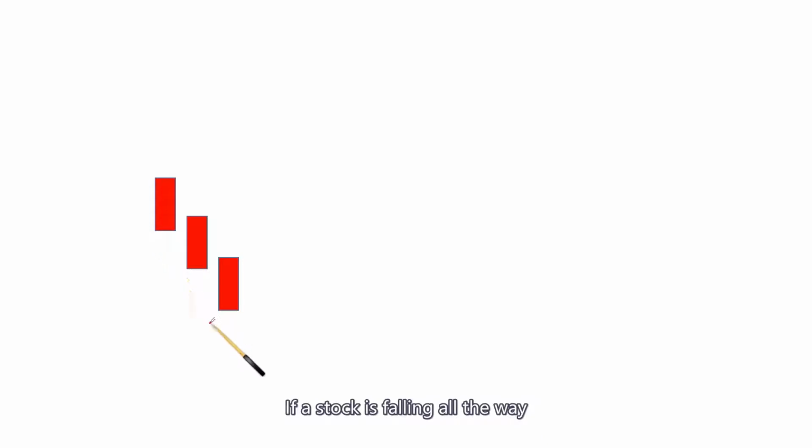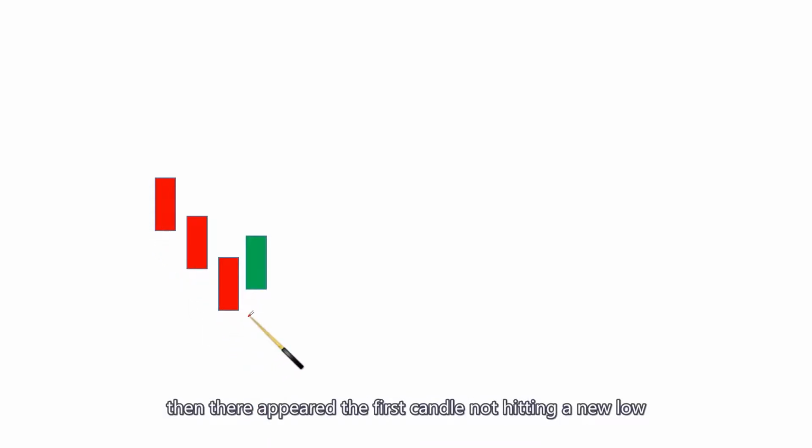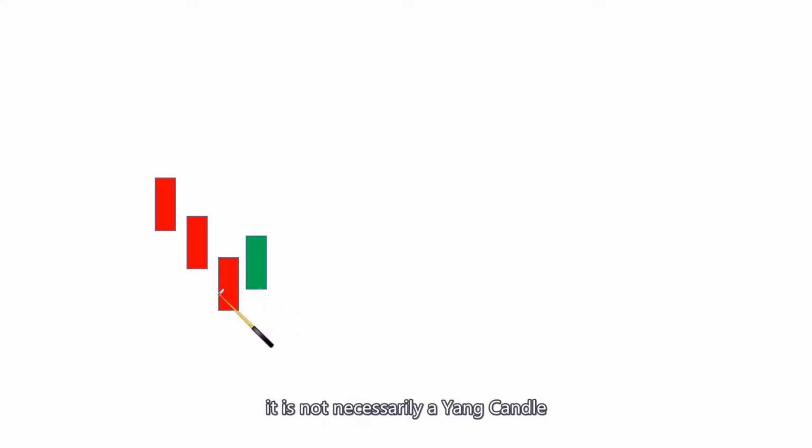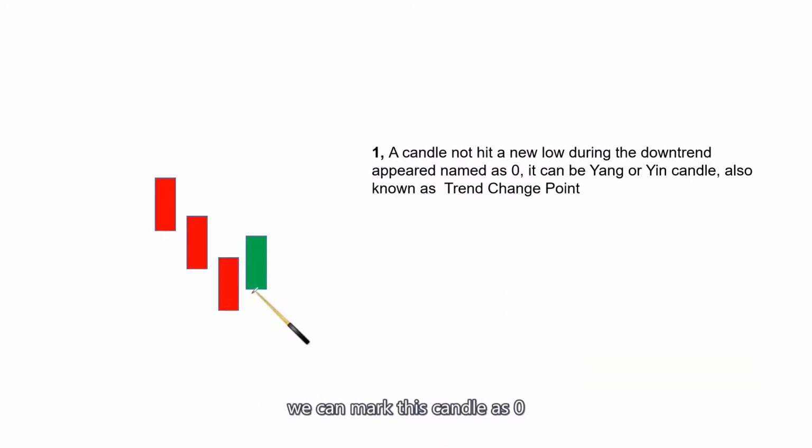If a stock is falling all the way, then there appears the first candle not hitting a new low. It is not necessarily a yang candle. A yin candle is also okay. As long as it doesn't hit a new low, we can mark this candle as 0, also known as the trend change point. Then we count back 3 candles from 0: 1, 2, 3. What conditions should they meet?